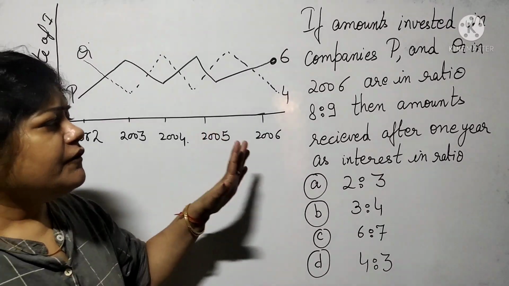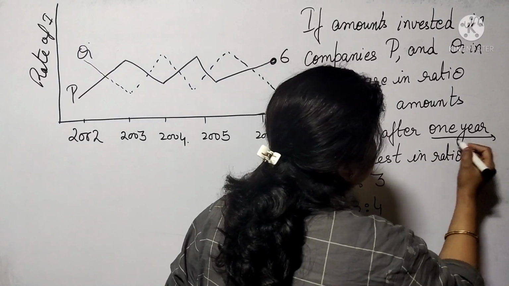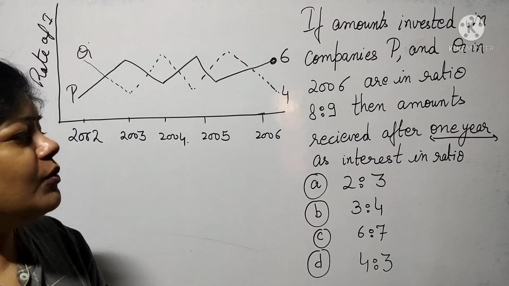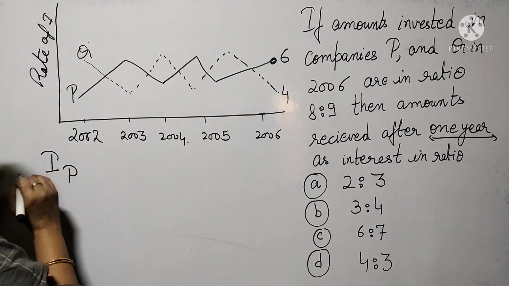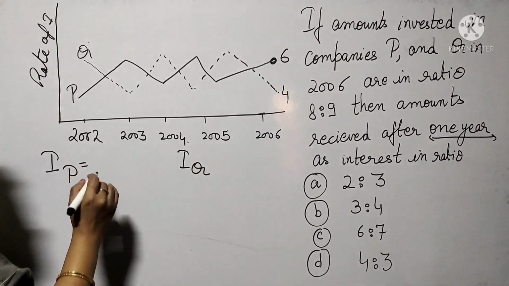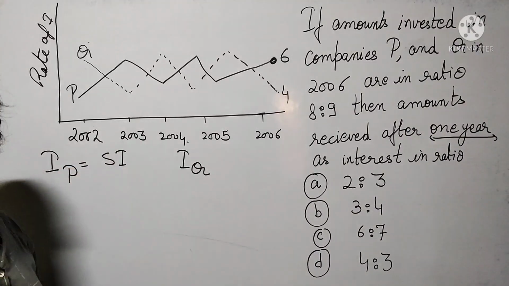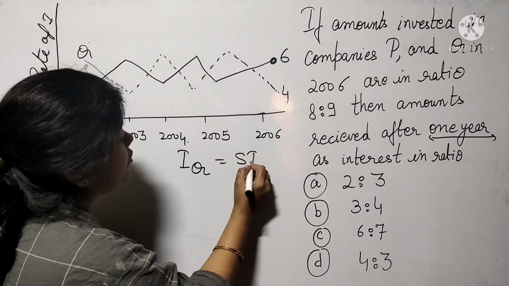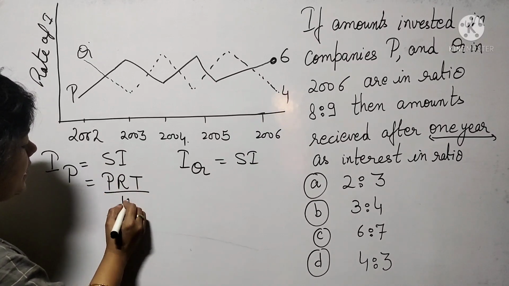One thing more, whenever we have to calculate interest for the 1 year, then the compound interest and the simple interest both are equal. So we can simply use interest from the company P and interest from the company Q using our simple interest formula, because simple interest and compound interest for the first year are equal. Always remember this point. So we use formula P into R into T by 100.